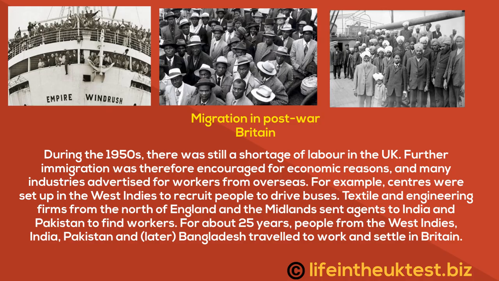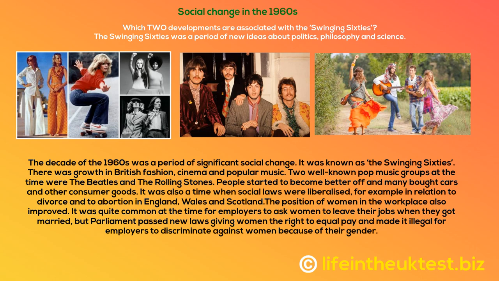During the 1950s, there was still a shortage of labour in the UK. Further immigration was therefore encouraged for economic reasons. For about 25 years, people from the West Indies, India, Pakistan and, later, Bangladesh travelled to work and settle in Britain. The decade of the 1960s was a period of significant social change. It was known as the Swinging Sixties. There was growth in British fashion, cinema and popular music. Two well-known pop music groups at the time were the Beatles and the Rolling Stones.